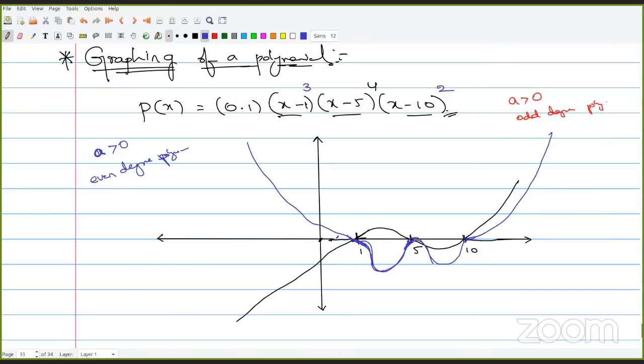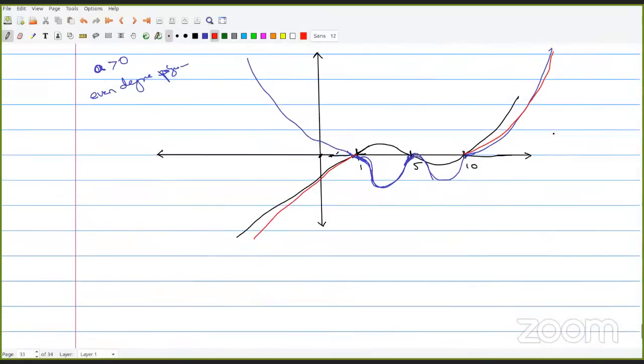Now you see what is the degree of the polynomial now? 9. Correct? Yes. Now it became an odd degree polynomial and the leading coefficient is greater than 0. So the end behavior will be like this. Correct? Okay, I will take a new graph.